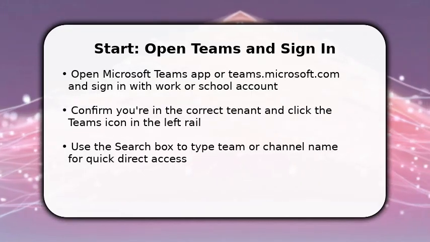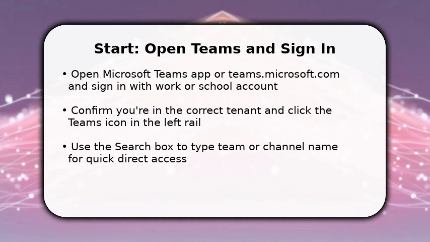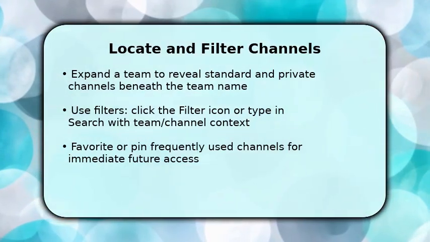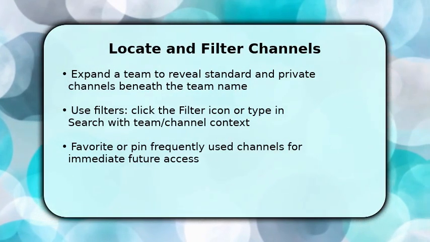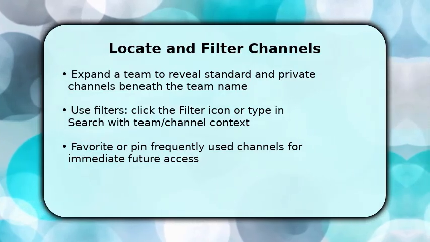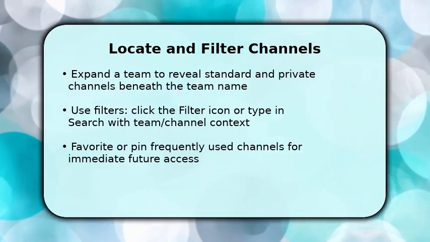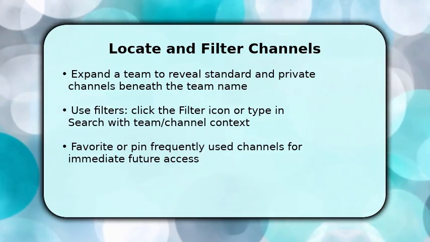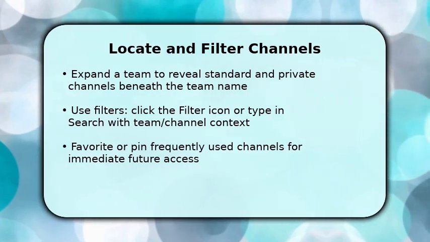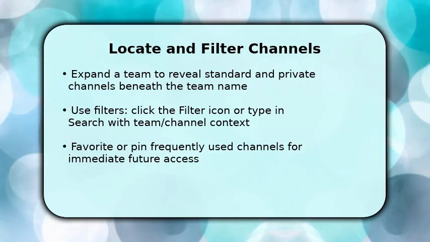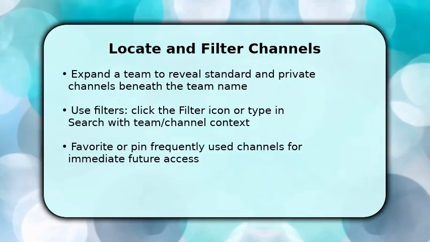Once you've opened the correct team, expand it to show channels. Standard ones display openly while private channels show a lock icon. Make sure to click the three dots next to the team name to use the filter or search within that team. This narrows results to channel names and conversation text. You can favorite a channel by clicking the star or right-clicking and choosing Pin so it stays at the top. These steps speed future navigation.